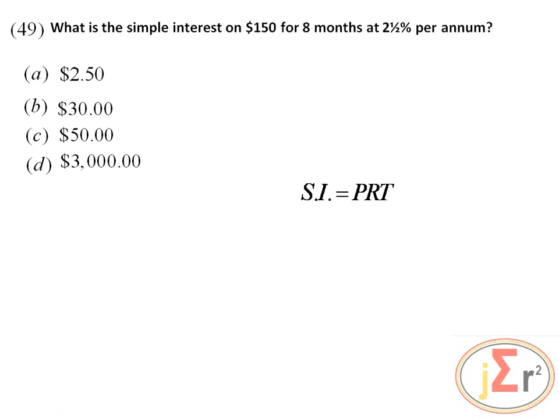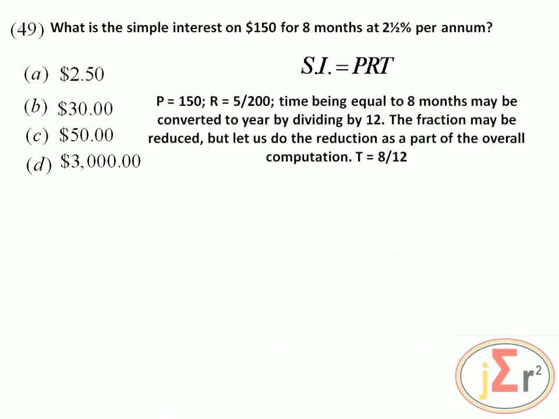So we have the formula there for simple interest again, and the principal is $150. The rate is 5/200. And time being equal to 8 months may be converted to years by dividing by 12, because the time is given in months.